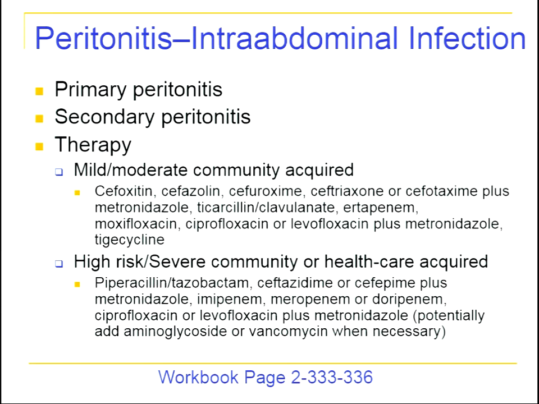Okay, I don't have a case for peritonitis or intra-abdominal infection. It's also included in the GI disorders chapter as well, at least primary peritonitis. I do have information though on secondary peritonitis in your handout that goes over the recommended therapy and how long to treat those particular patients. And there are very specific guidelines for intra-abdominal infections, and they divide it into either mild or moderate community-acquired infections or high-risk healthcare-related intra-abdominal infections.